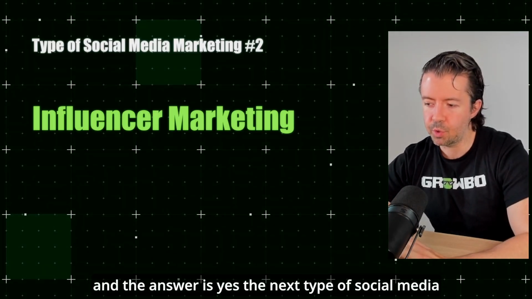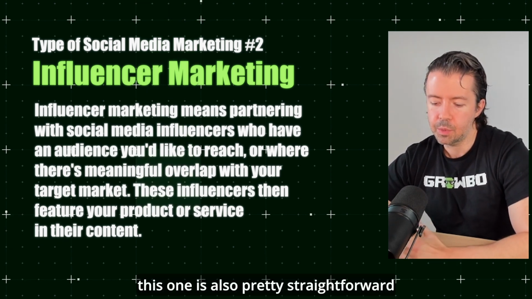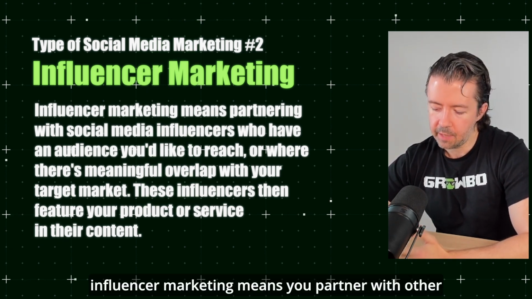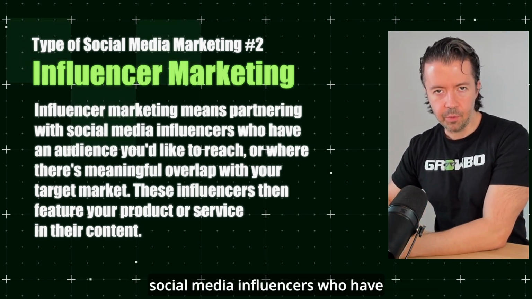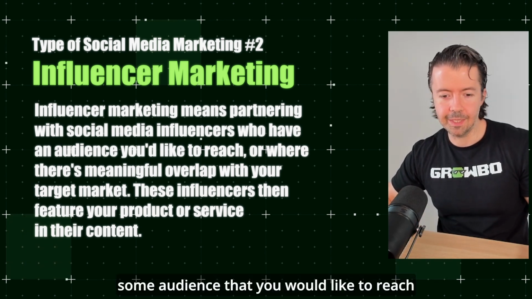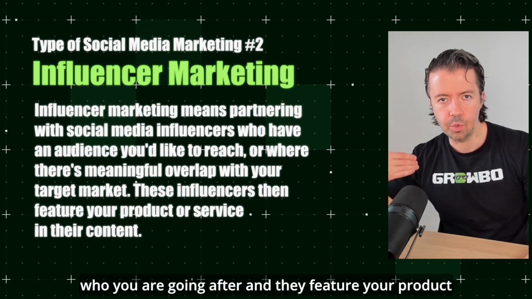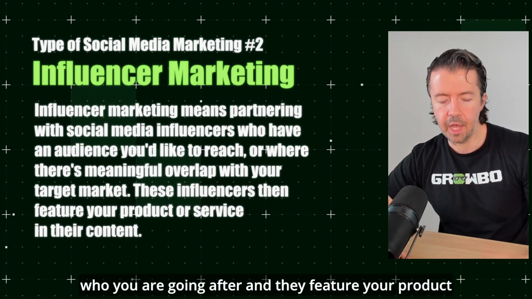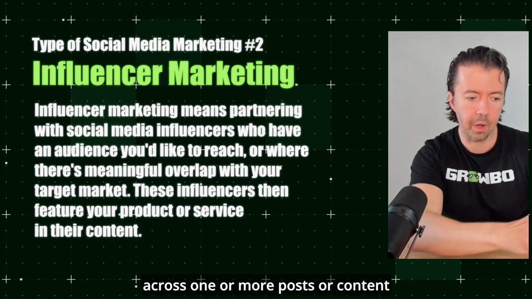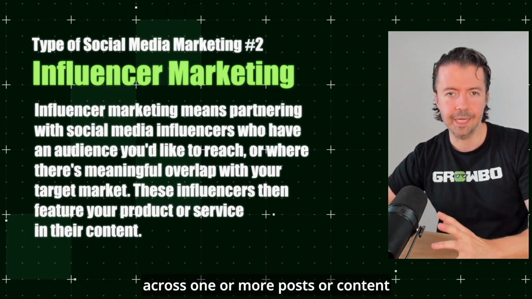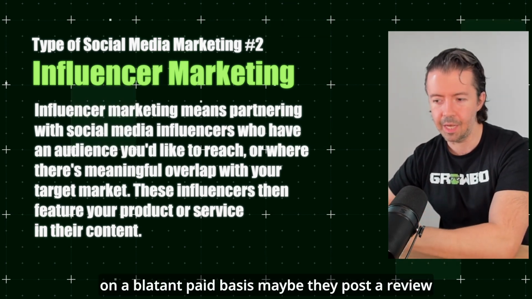The next type of social media marketing campaign would be an influencer marketing campaign. This one is also pretty straightforward. Influencer marketing means you partner with other social media influencers who have some audience that you would like to reach, or there's at least some meaningful overlap with the market you are going after, and they feature your product, either in more of an indirect type of featuring across one or more posts or content. You could also partner with them either on an affiliate basis or on a blatant paid basis.